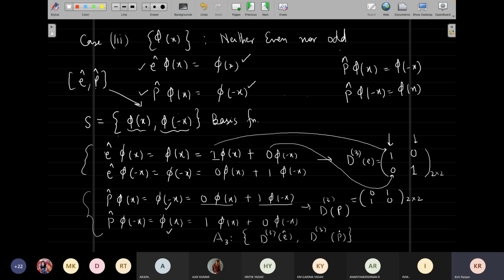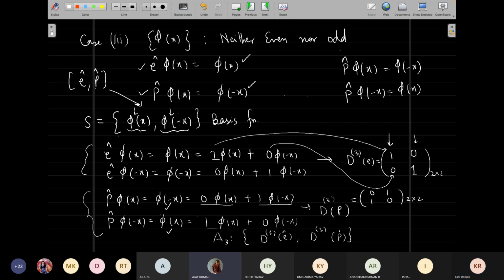I seem to be missing your confusion, to be honest. What is the confusion you would like to raise? Here I have done a very simple thing. I operated my operator on the first basis function and wrote it in terms of my basis functions. Then I operated it on the second basis function and wrote that as the expansion, so that I can write down the matrix representation of my operator. That's all I have done. So here we have two functions, phi of x and phi of minus x, being operated on by two operators, one is the E operator and another is the P operator.